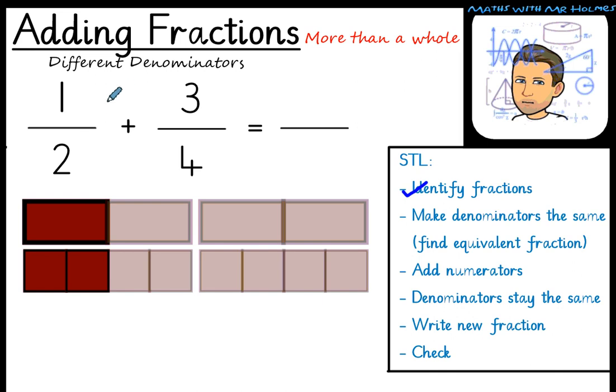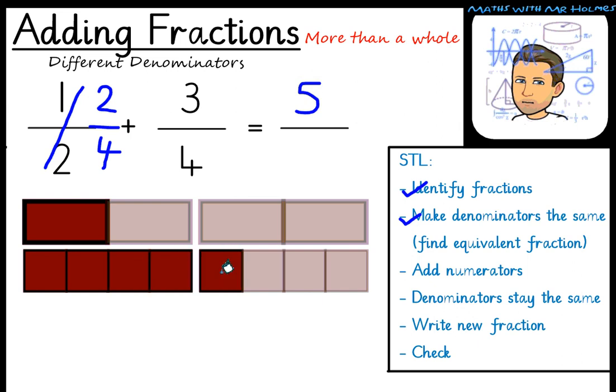Let's go and write that up. 1/2 the same as 2/4. That's our new fraction. Now the sizes of the pieces are the same, we can add the numerators. 2 add 3 will be 5 pieces. Let's show that. We had 2/4. We wanted 1, 2, 3 more quarters, so we have 5/4.